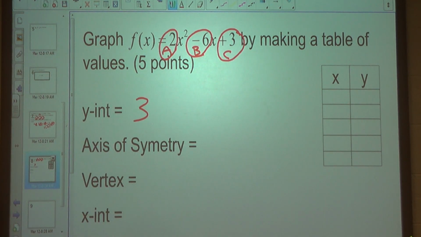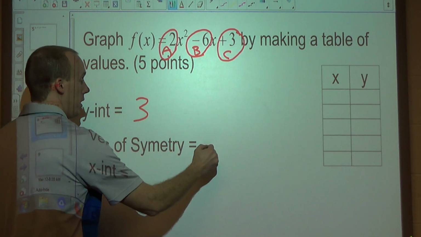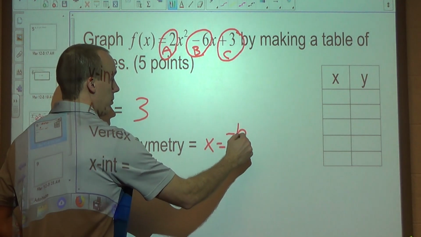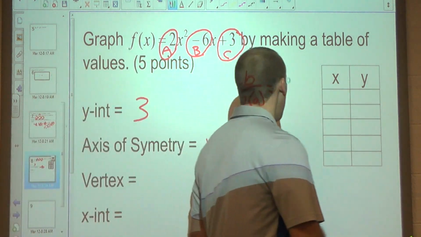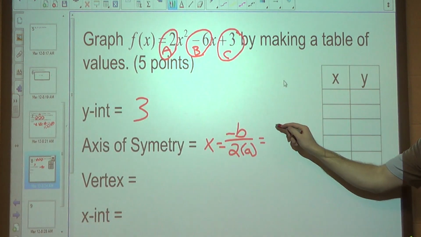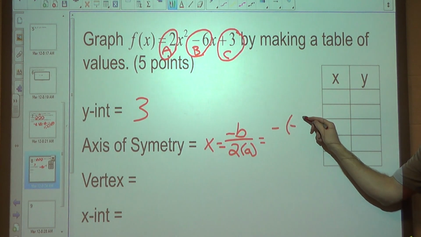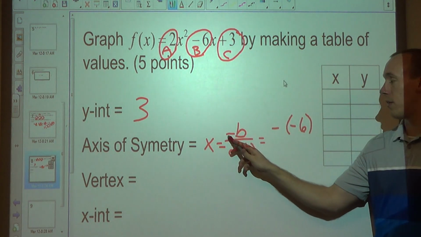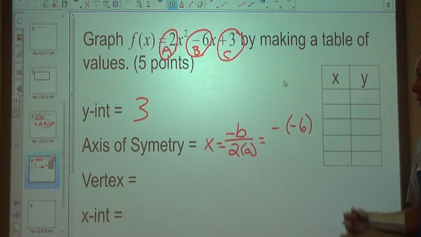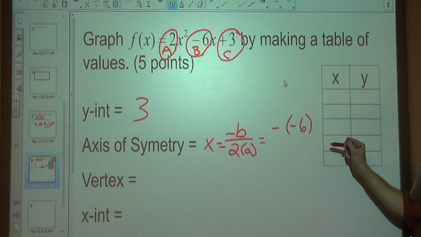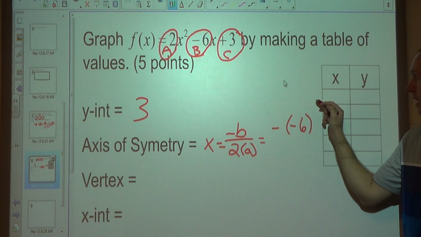How do you find the axis of symmetry? What's the formula? X equals negative b over 2a. So then it would be negative. You guys notice, you got to remember this. There's a negative in the formula, but what's in front of the 6 as well? A negative. So a negative, negative 6, eventually we'll turn that to a positive 6.